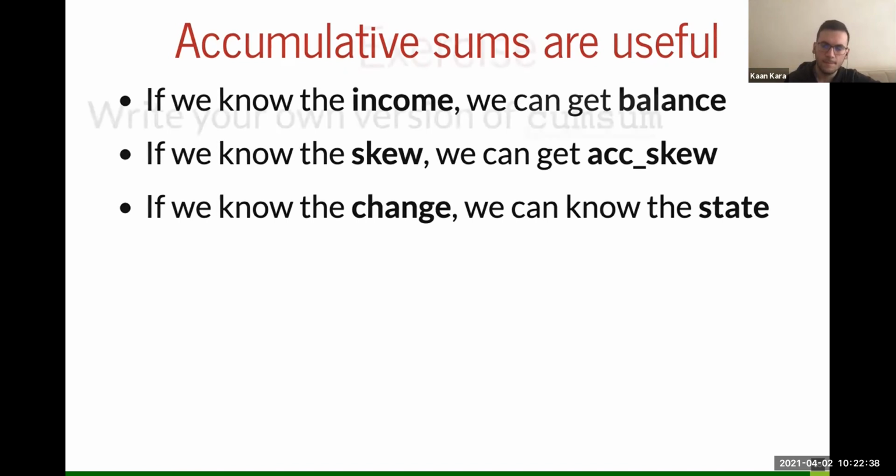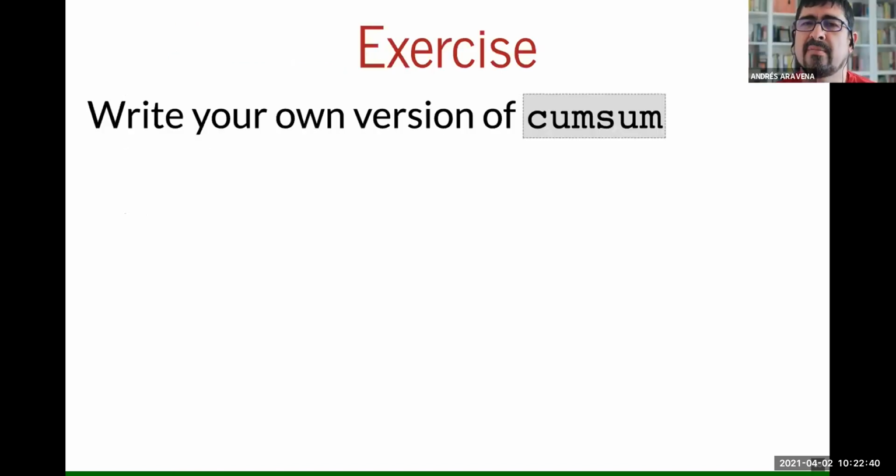Exercise time. Let's write consume, our own version. In the homework, you made your own minimum, your own maximum, your own which min, your own which max. Now we are going to write your own consume.